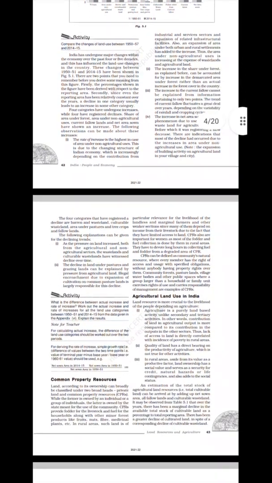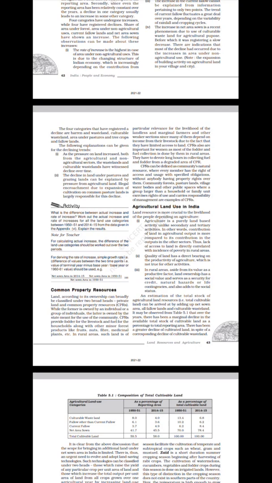The 4 categories that have registered a decline are barren and wasteland, cultivable wasteland, area under pastures and tree crops, and fallow lands. The following explanations can be given for the declining trends. As the pressure on land increases, both from the agriculture and non-agriculture sectors, the wasteland and cultivable wasteland have witnessed a decline over time. The decline in land under pastures and grazing lands can be explained by pressure from agricultural land; illegal encroachment due to expansion of cultivation on common pasture land is largely responsible for this decline.